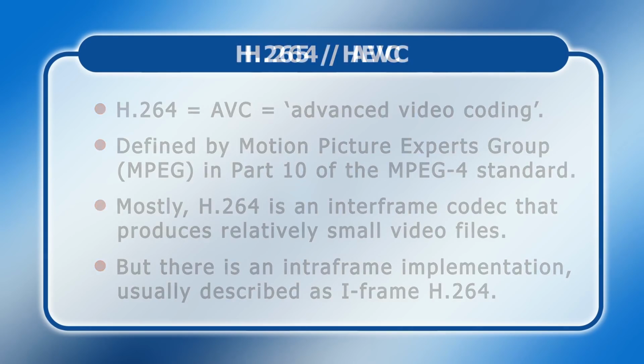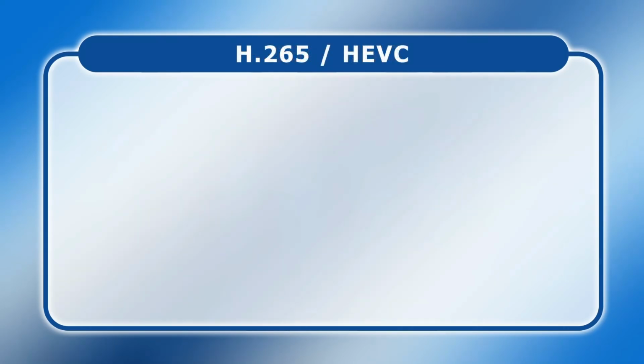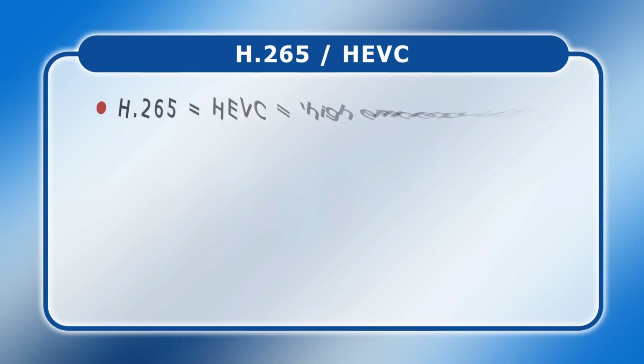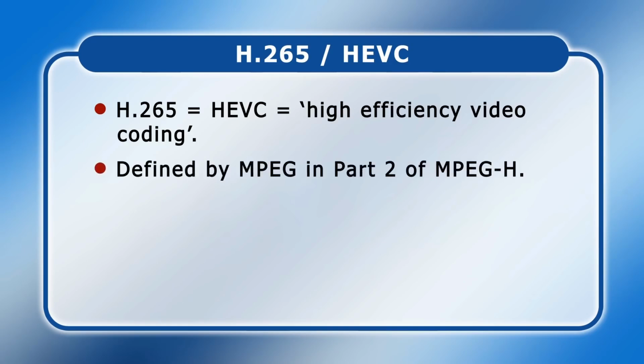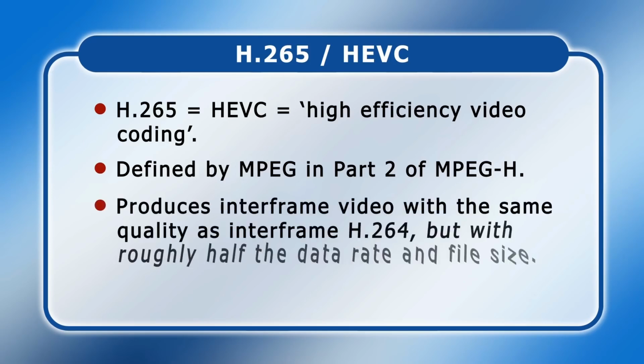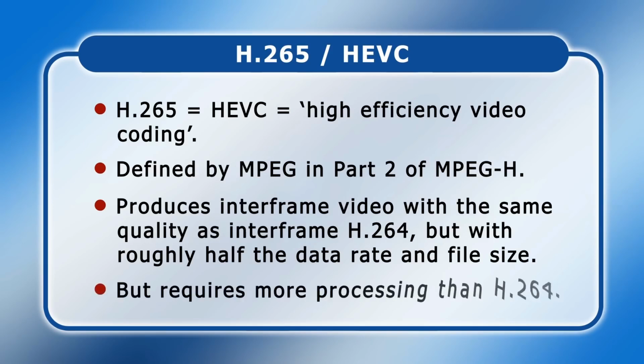A more recent and increasingly popular interframe codec is H.265, also known as HEVC or High Efficiency Video Coding. This was also defined by the Motion Picture Experts Group in Part 2 of their standard MPEG-H and can produce video with the same quality as an interframe H.264 codec with roughly half the data rate and file size. However, H.265 requires more computer power to encode and decode than H.264, and so is not as easy to edit.